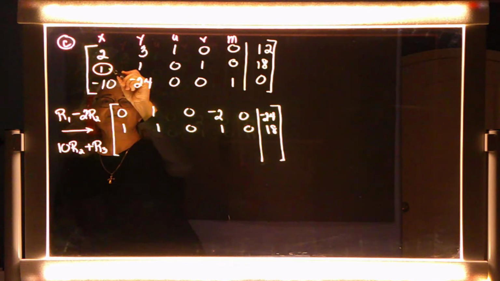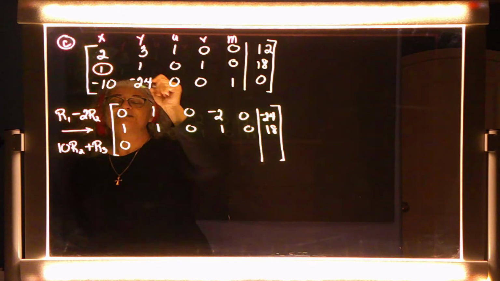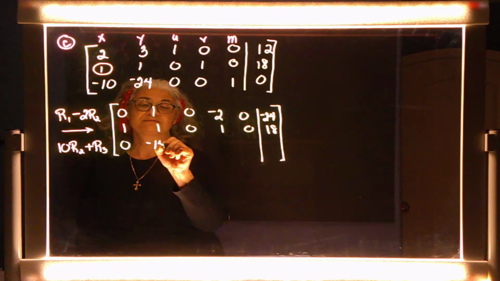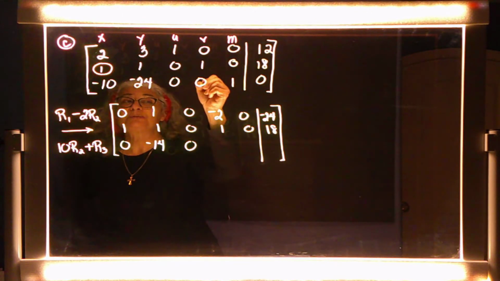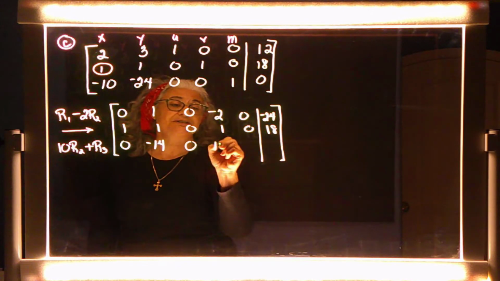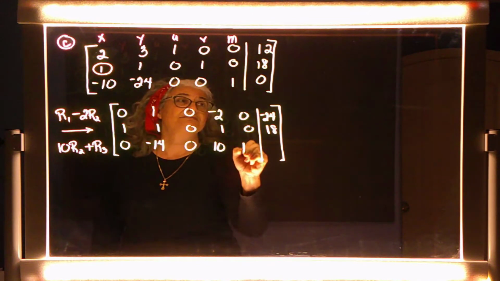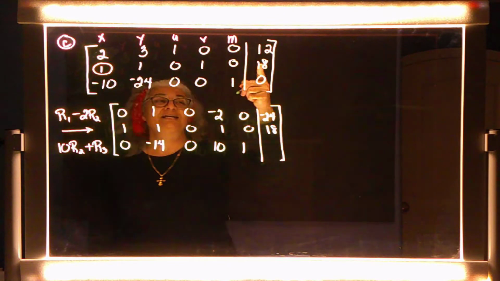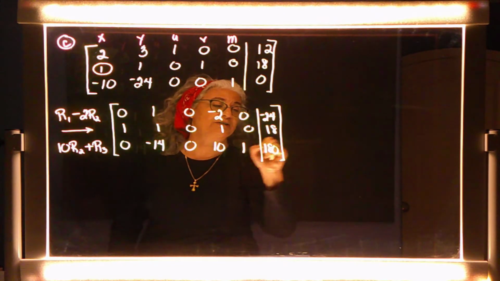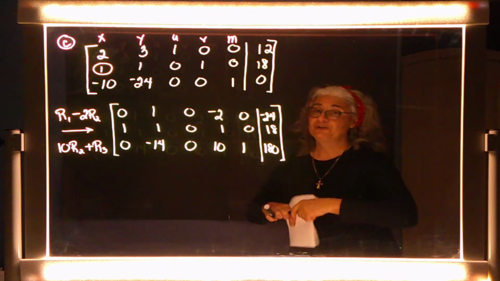So 10 times row 2. So 10 minus 10, 0. And this is going to be 10 plus a negative 24. And 0 plus 0. And 10 plus 0, right, is 10. We're going to have 0 plus 1. And then we're going to have 10 times 18, 180 plus the 0 gives me 180. Are we good? Lovely. All right.